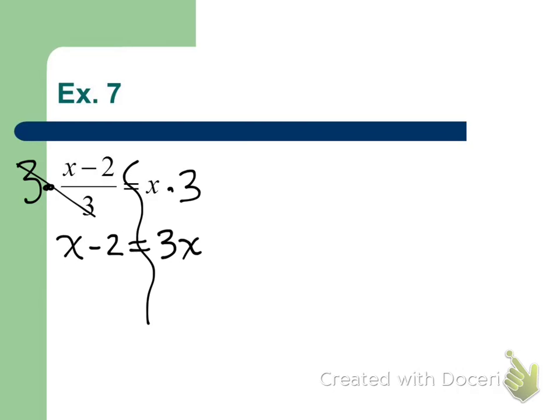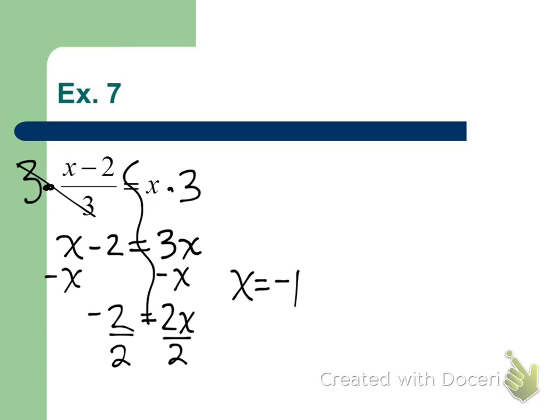Does anyone want to volunteer and tell me what they did for the rest of this? Ellie. I subtracted x from each side. Subtract x. Good. What did that leave you with? -2 equals -2x. 3 minus 1 would be a positive 2x, right? Yeah. Okay. I divided each side by 2. Wonderful. I got -1 equals x. Good. x equals -1 or -1 equals x. Either way you say it, it's the same thing. I like it.